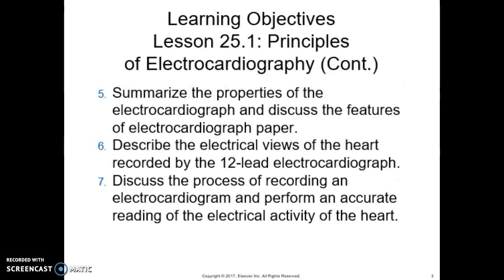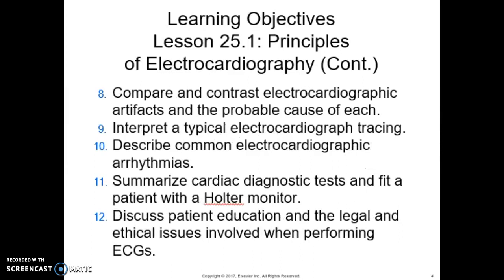We will also summarize the properties of the electrocardiograph and discuss the features of the electrocardiograph paper. Describe the electrical views of the heart recorded by the 12-lead EKG, and discuss the processes of recording an EKG and perform an accurate reading of an EKG of the electrical activity of the heart.